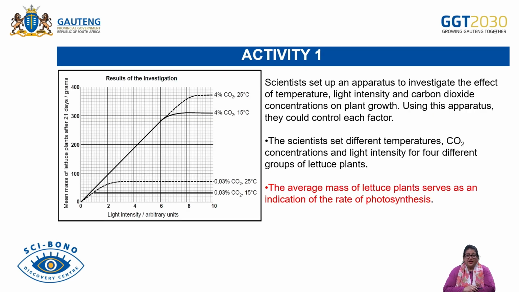Now let's go to some activities which are a little bit more difficult. Okay, learners, now here we're going to look at the mean mass of lettuce plants after 21 days. Now we're going to look at how much mass is there in this lettuce. Remember, when plants photosynthesize, they must make food. So the amount of food made in the plant is going to be the mass.